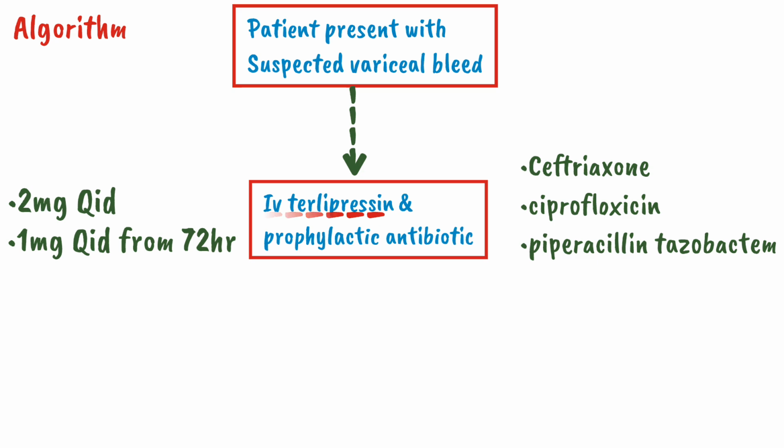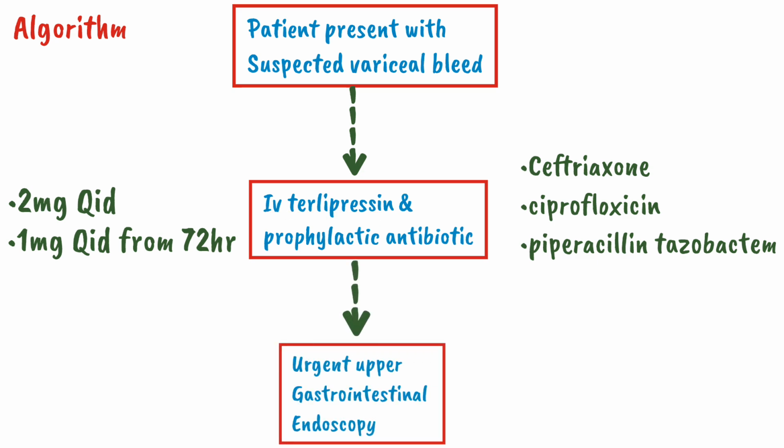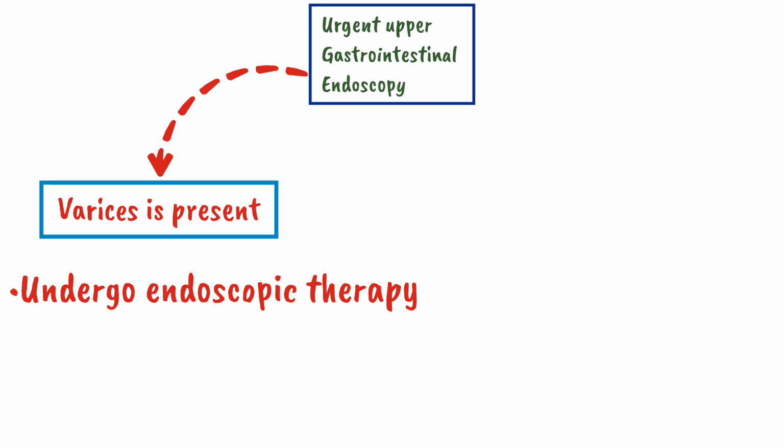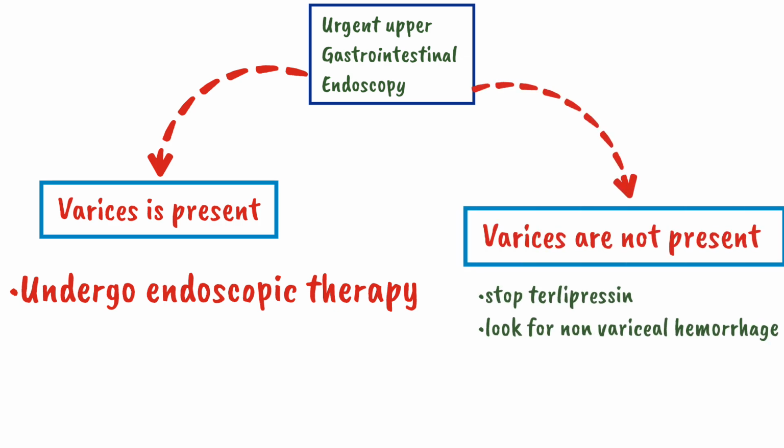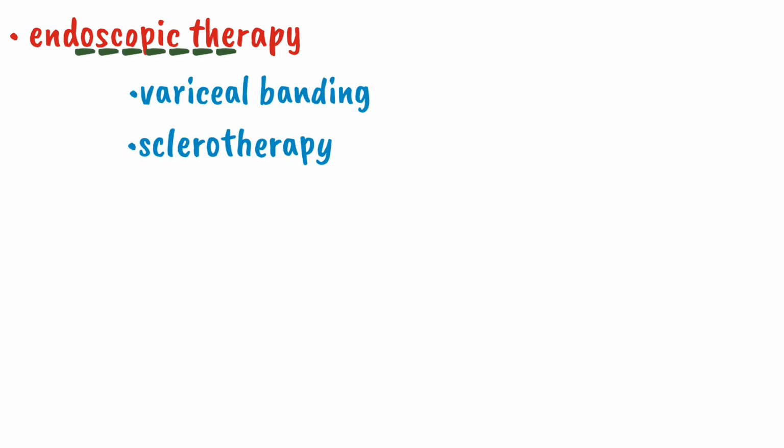After this prophylactic therapy, we perform the urgent upper gastrointestinal endoscopy. When on endoscopy, if the varices are present, we should undergo the endoscopic therapy. And if the varices are not present, we should stop the terlipressin and we treat the patient as non-variceal hemorrhage. What is meant by the endoscopic therapy? By the endoscopic therapy, we mean the variceal banding or the sclerotherapy. In the variceal banding, we place a band on the varices till the varices obliterate. While in sclerotherapy, we inject a sclerosing agent to stop the bleeding.